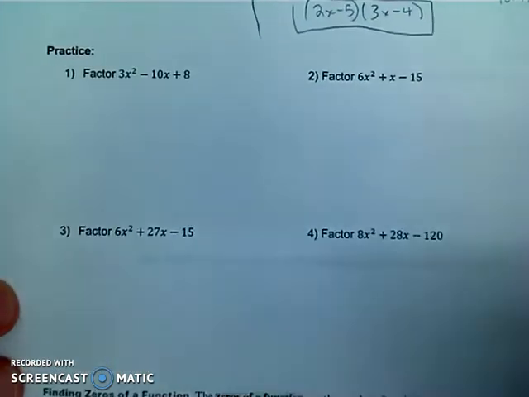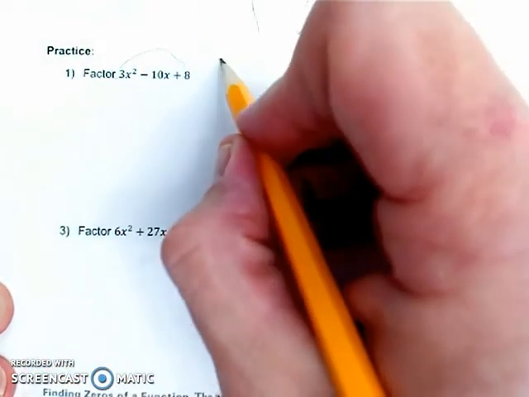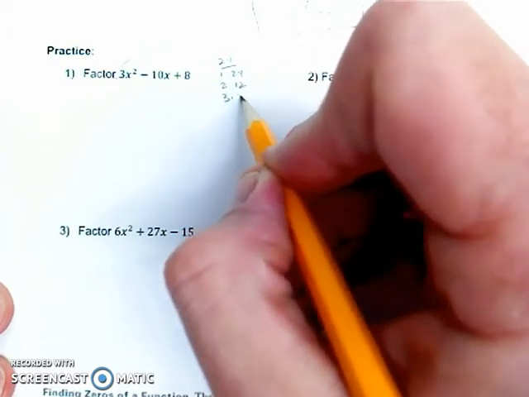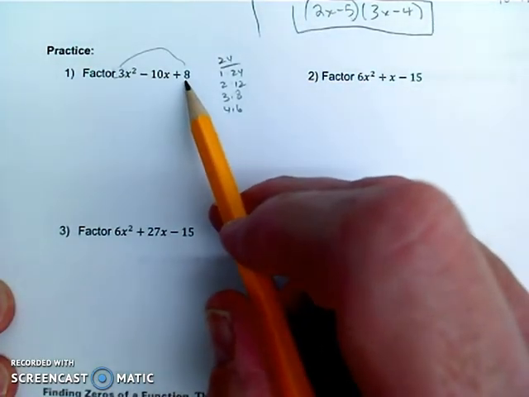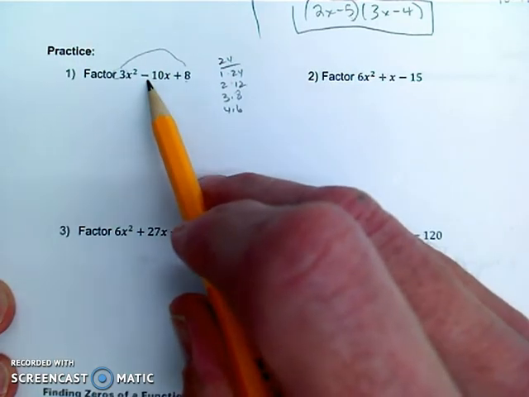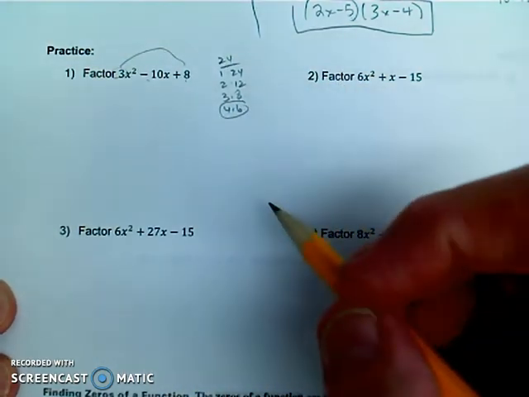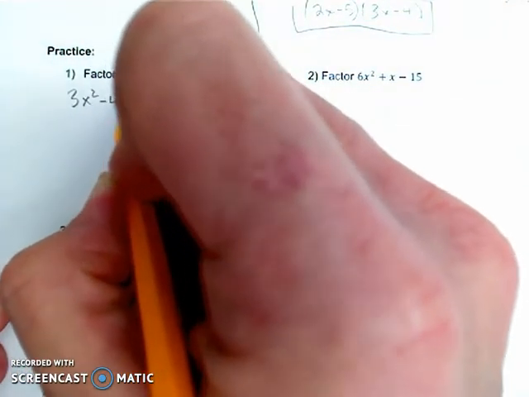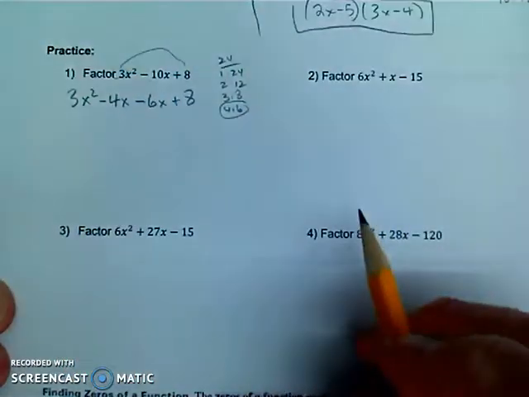So let's look at a couple for practice. 3x squared minus 10x plus 8. The 3 times the 8 makes 24. 1 and 24, 2 and 12, 3 and 8, 4 and 6. Those are my factors. They're both going to be negative. This is positive, so same sign, and this tells me they're both negative. I need 2 factors of 24 that add up to 10. 4 and 6 looks like it should do it. So 3x squared minus 4x minus 6x plus 8.